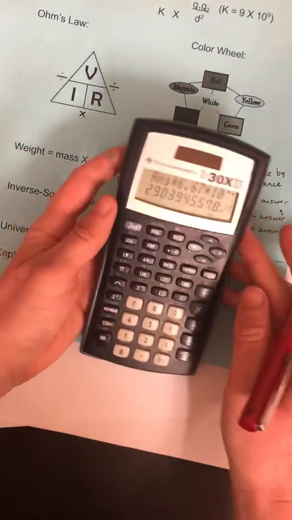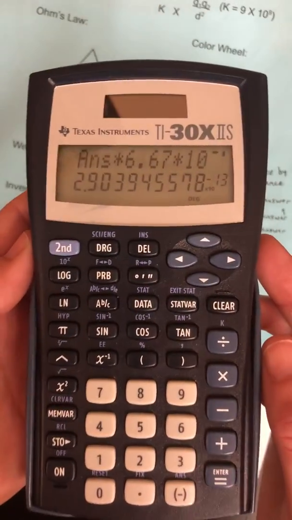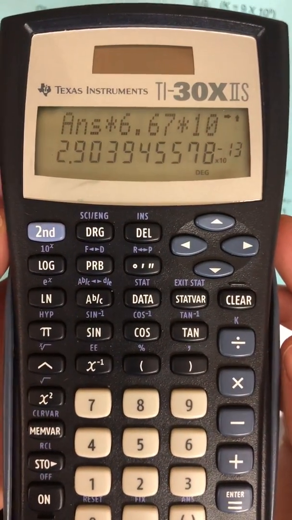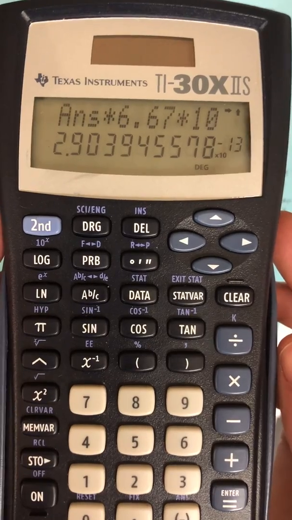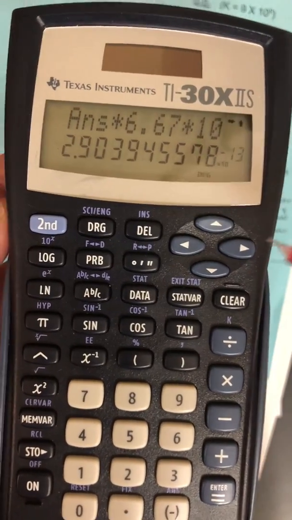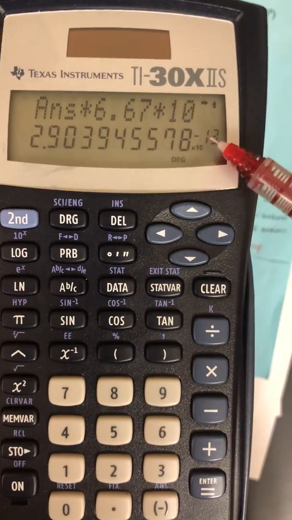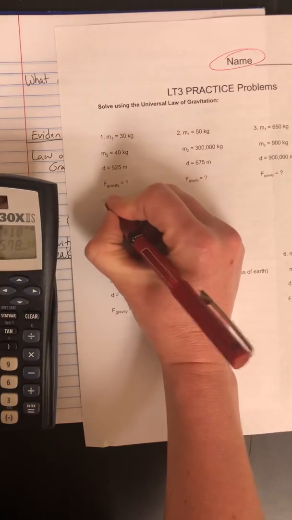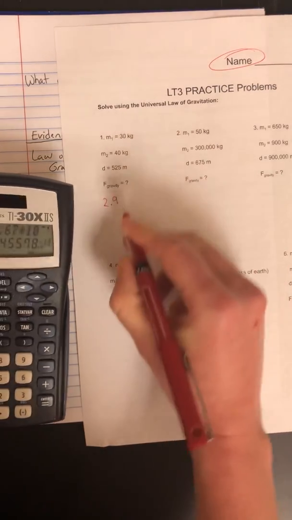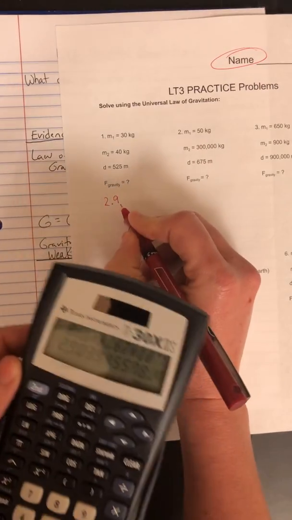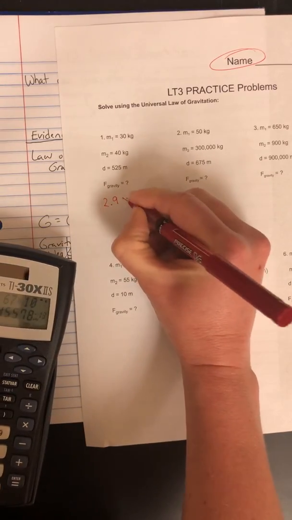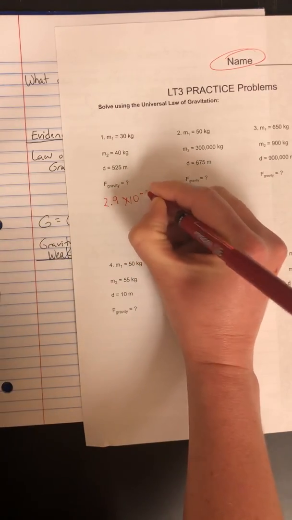All right. Hopefully you can see what we've got here. So 2.9, a whole bunch of stuff, and then times 10 to the negative 13th. So what you might think of as your answer is, it'll say round to the 10th, which in scientific notation means leave the 0.9, and then it's times 10 to the negative 13th.